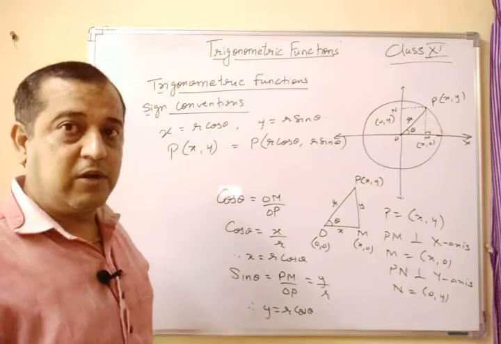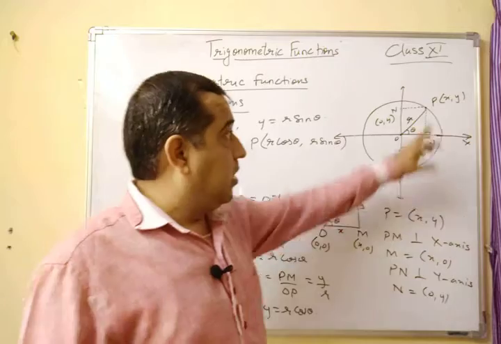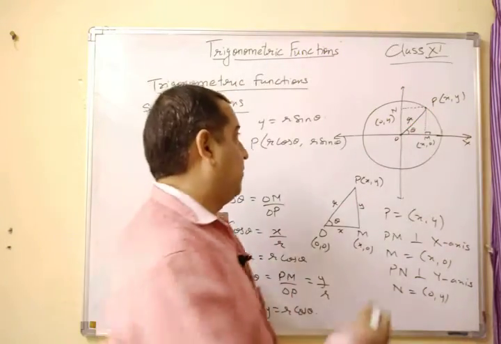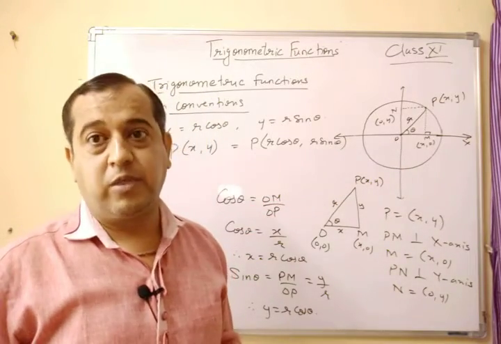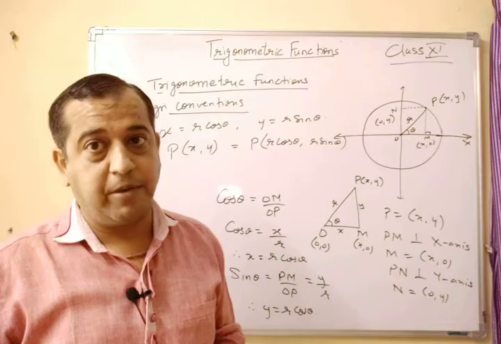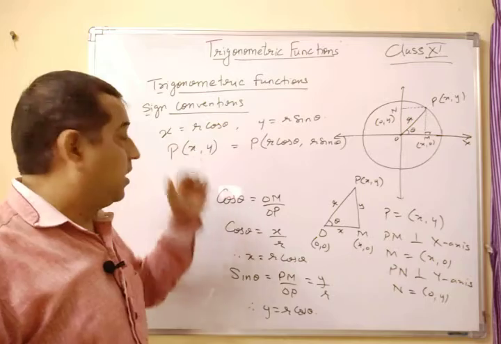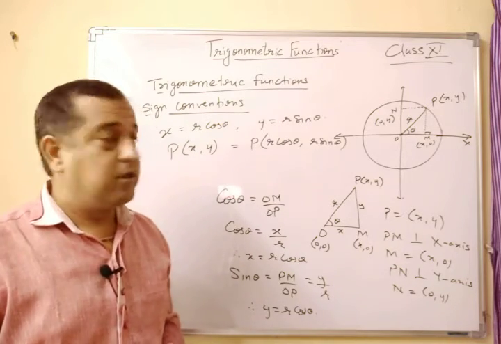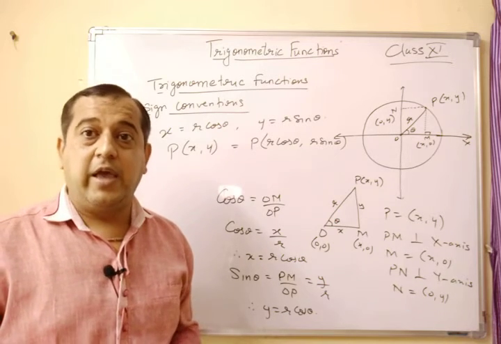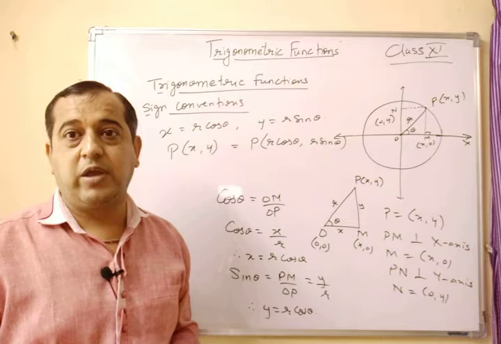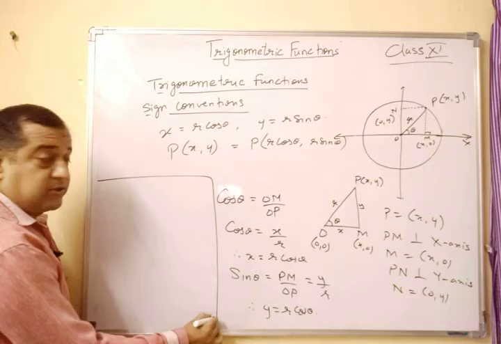Now r is the radius, meaning it will always be positive. Now I am taking point P in the first quadrant. What if the point P is in the second quadrant? The third quadrant? The fourth quadrant? In all the cases you will get the same: x will represent the cos function and y will represent the sin function. So from now, just remember one thing: x always represents the cos function, and y always represents the sin function.